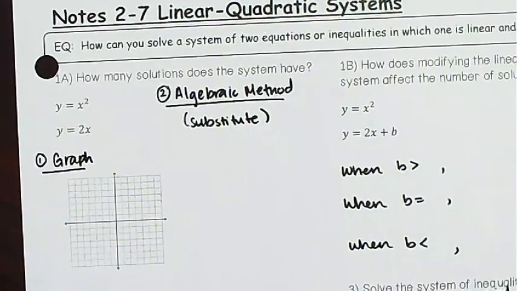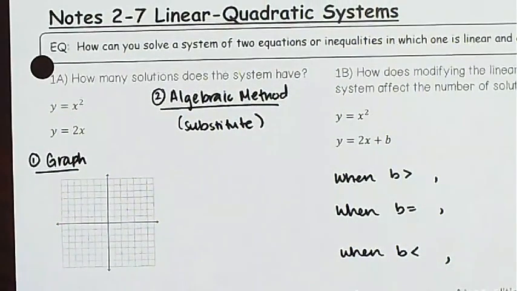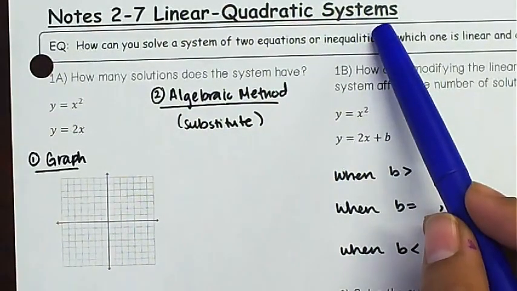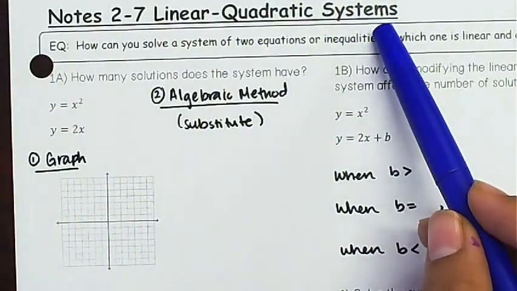Okay, so notes 2-7 is actually very similar to notes 1-7. I think it was 1-7. Maybe it was 1-6. But it was topic 1, and we talked about the fact that a system is technically when you have one or more equations. And when we solve a system, we're talking about how many points of intersection they have.